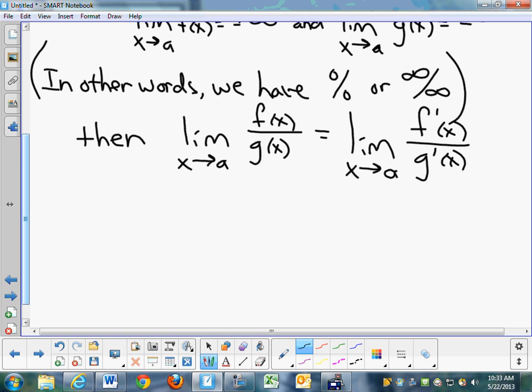You have to have an indeterminate form. So you can't just do it with any type of function. It has to be indeterminate at a given point. I'll show you.